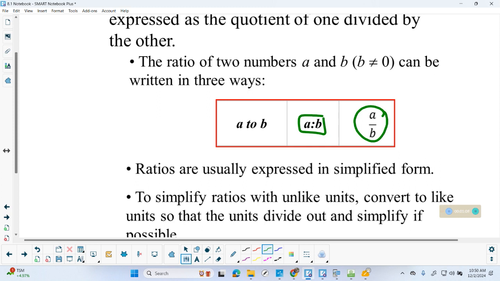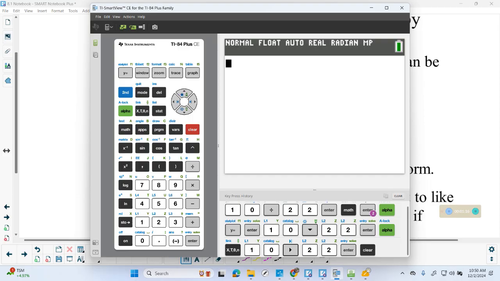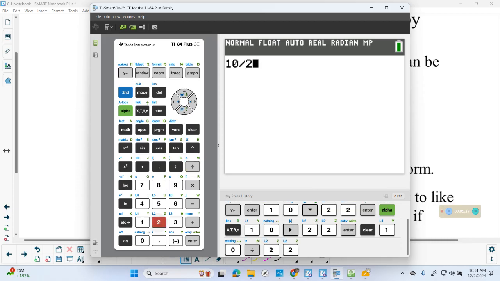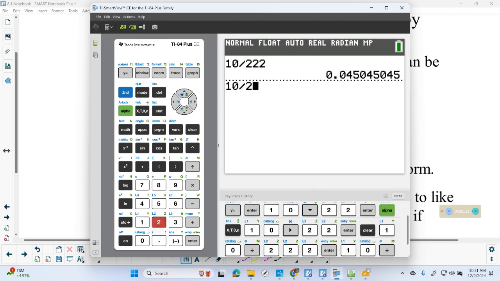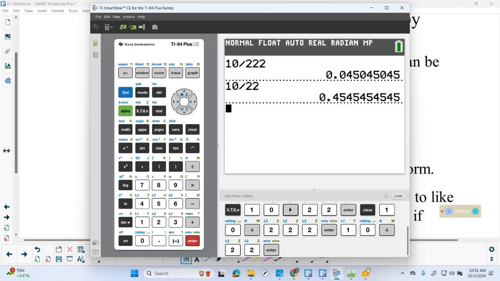Do you know how to reduce fractions on your graphing calculators? No. So let me show you just in case you need that. So again, let's say you want to reduce, I don't know, 10 over 22. You could do it in your head, I'm well aware. But let's say you're worried, you want to make sure it's right. So on your graphing calculator, there's a couple ways you can do it. I can type in 10 divided by 22, and it's going to give you, of course, the decimal answer.